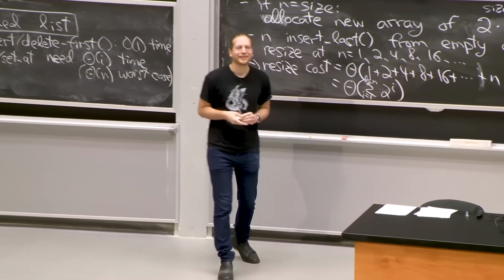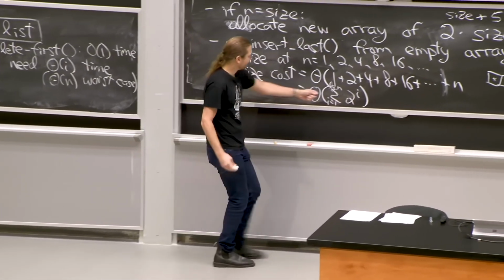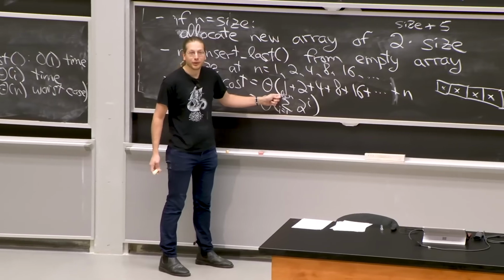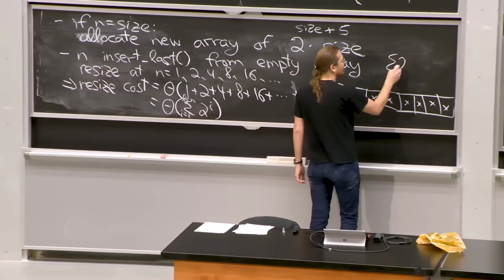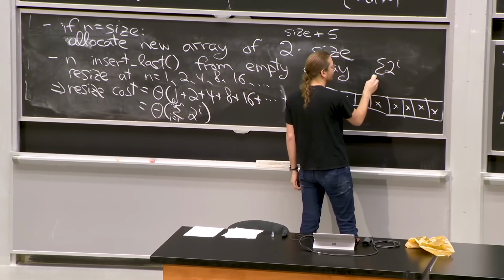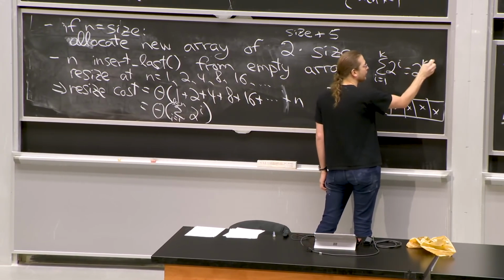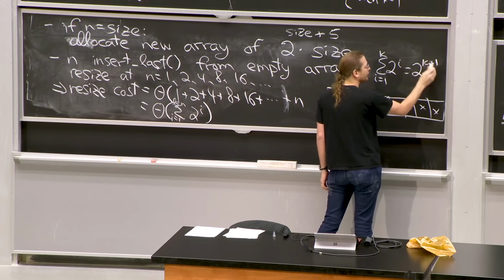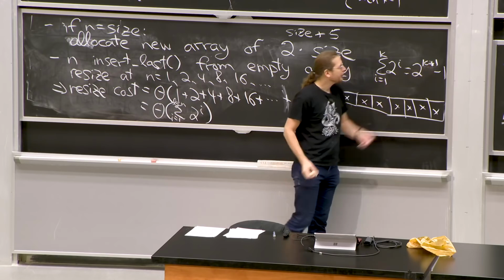Yeah? 2 to the top limit plus 1 minus 1. Yeah, so this is the identity. The sum of 2 to the i from i equals 1 to k is 2 to the k plus 1 minus 1. So the plus 1's upstairs, minus 1's downstairs.